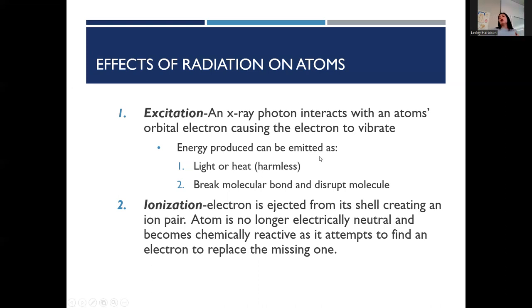Energy produced can be emanated by light or heat, which is harmless, or that shimmying and vibration can actually start to break the molecular bonds and disrupt the molecule. So it could literally calm down and not do anything at all, which would be the best case scenario, or it would actually end up breaking the bonds, which is more than likely what would actually happen.